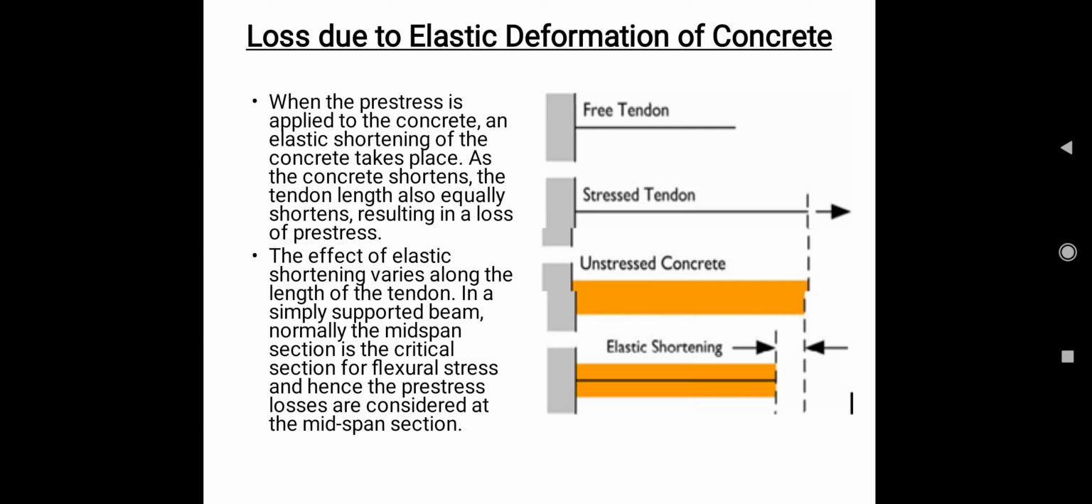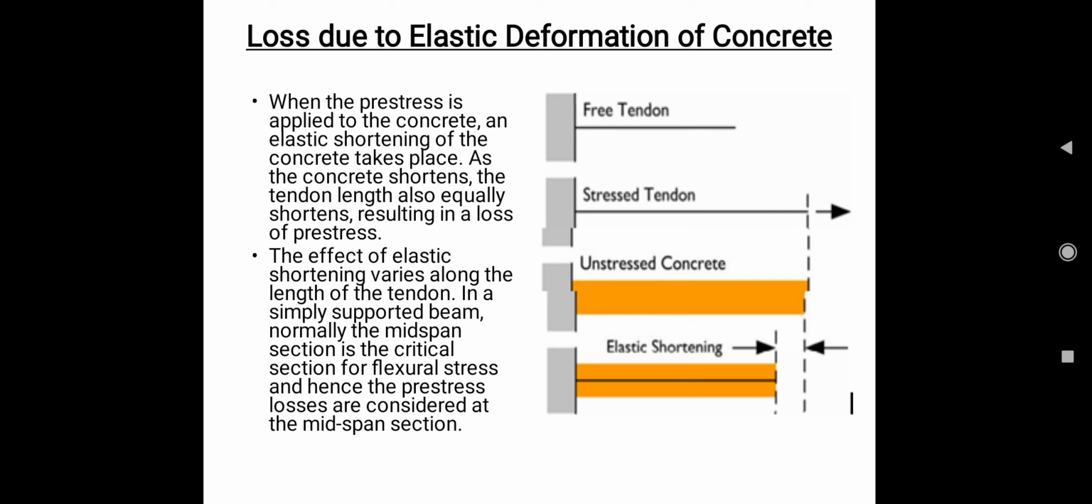So here you can see this tendon. It is a free tendon which is placed before the concrete is cast. So here the tendon is tensioned, and then the concrete is placed. What happens here is, when the tendon is tensioned and anchored at both its ends, the tendon will have a tendency to regain its original shape and size.